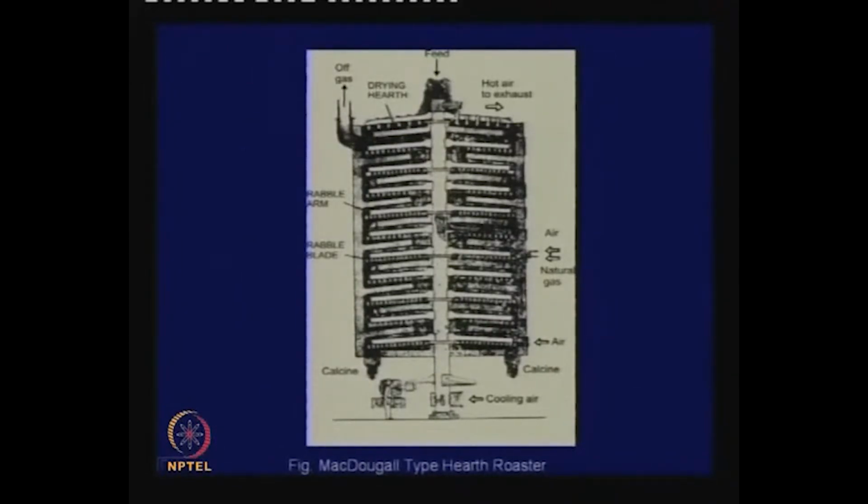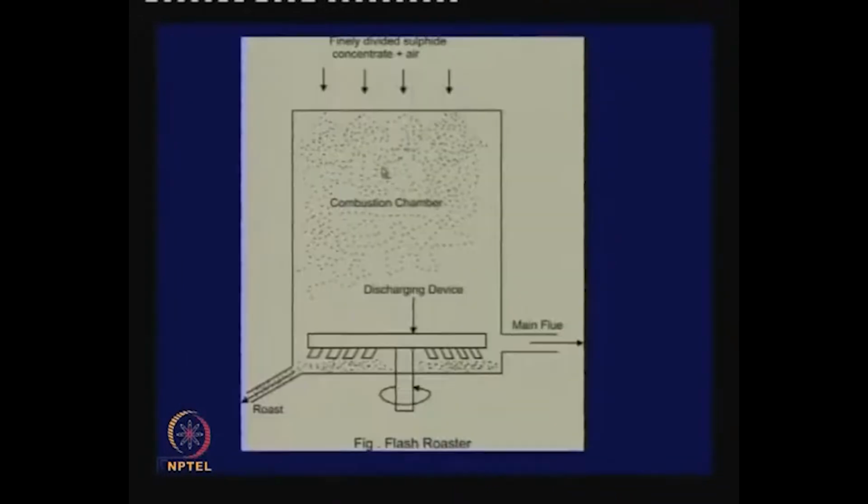This is the hearth roaster, which is commonly used for roasting, where the feed goes through one hearth to another, and these rotate, and some hearths are stationary. On this there is a rotating device, and they throw the feed from one hearth to the other, and they are all sloped. Later it was found that it was actually during the falling of particles that maximum oxidation took place.